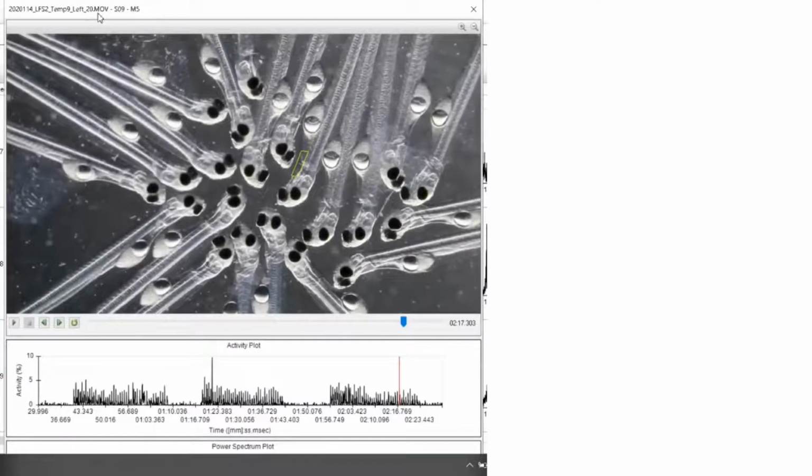This is an example of a video we recorded at 20 degrees, which is a high temperature for Longfin Smelt acclimated at 12 degrees. I'm not sure that you can see the heart beating on Zoom, but with the activity plot, you can see that the heart rate is irregular, with periods of about 20 seconds without heartbeats.